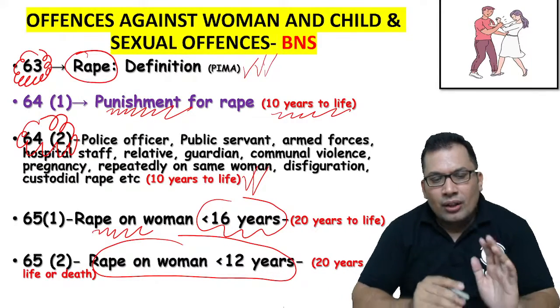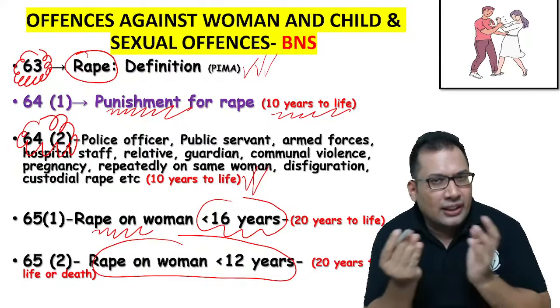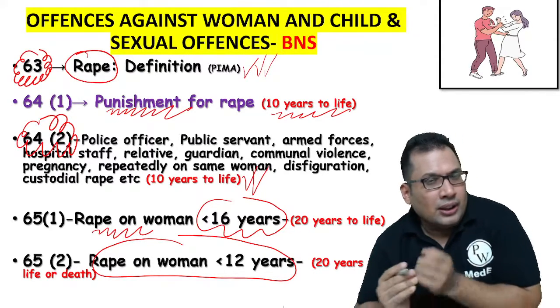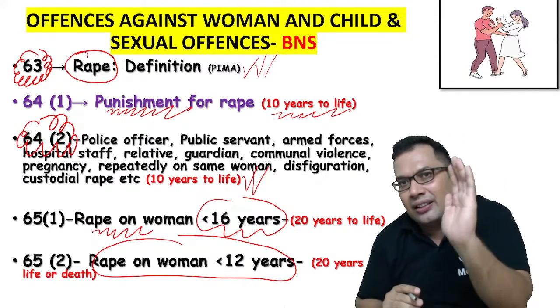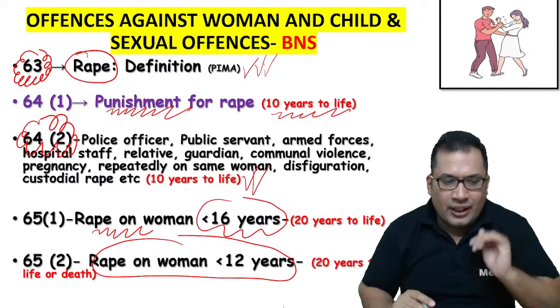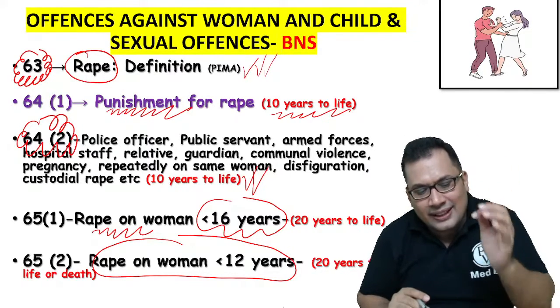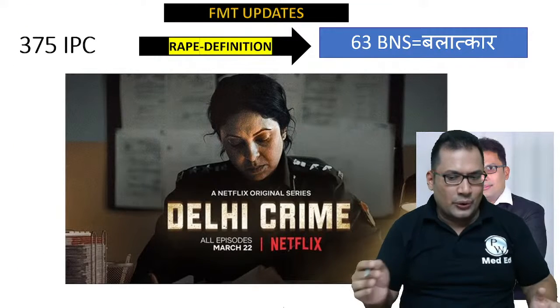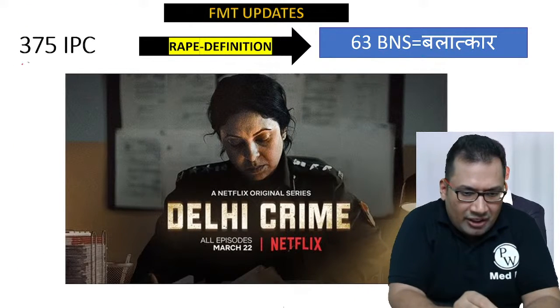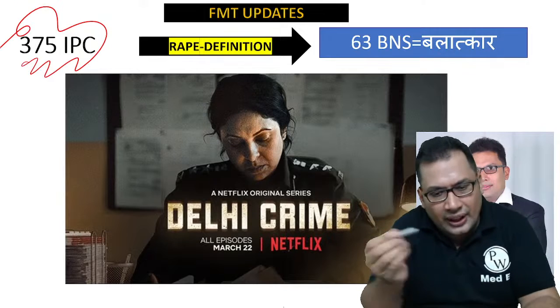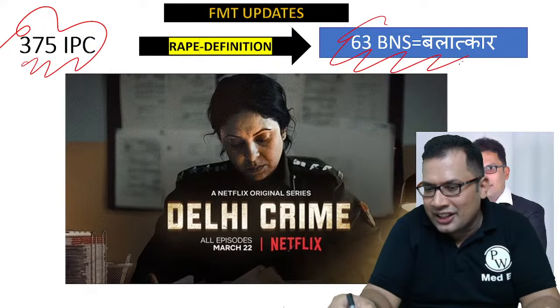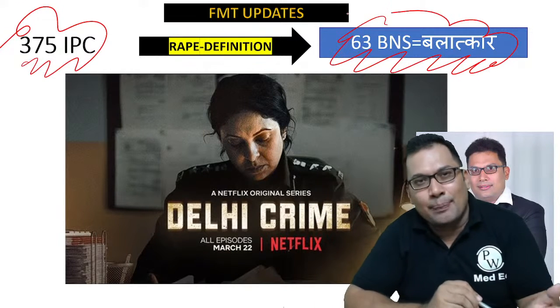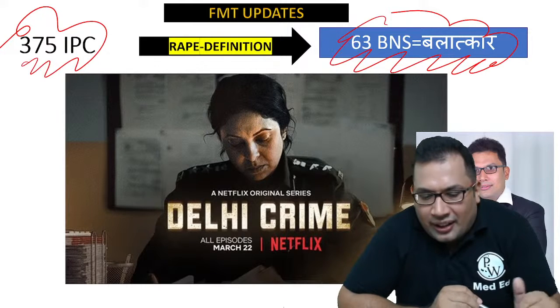So as you know, rape is a legal term. It's not a medical term. It's defined under 63 BNS and punishable under 64 and 65. Some more important sections. So 375, the old IPC section we used to study, is now going to become 63 BNS, that is rape, the balatkar, right?